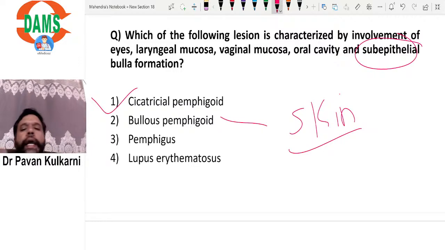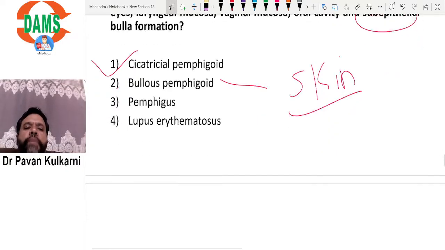Pemphigus will show intraepithelial bulla. Pemphigoid will show subepithelial bulla. And you should see the history, whether mucosa is involved or not. If mucosa is involved, then definitely it is cicatricial pemphigoid. Cicatricial pemphigoid is also known as mucous membrane pemphigoid.